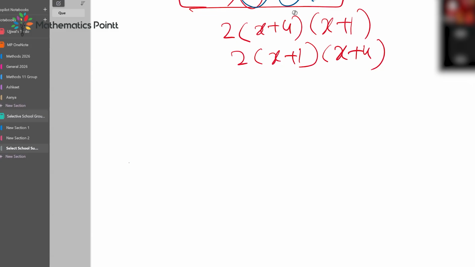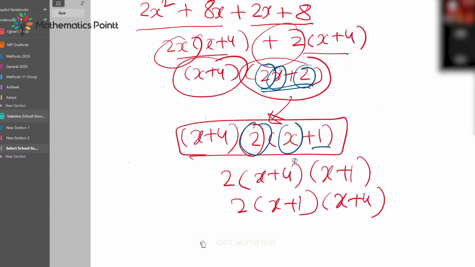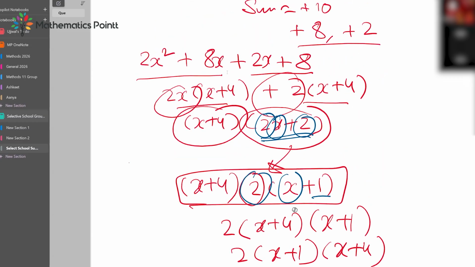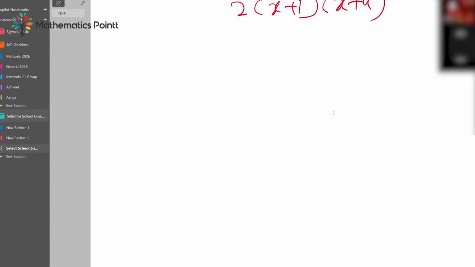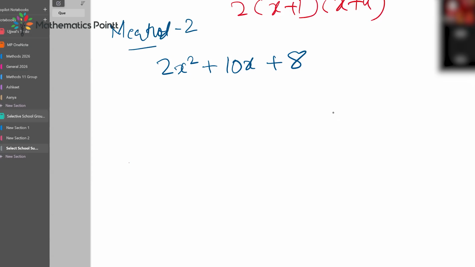Let me throw a little more challenge at you. Right? May I? Can I? Okay. Or probably I'll give you another way to factorize it. Let's take the same example, which was 2x squared plus 10x plus 8. Now I'm giving you method number 2. So you've learned the first method, now method number 2. Whatever you feel is easy, up to you.